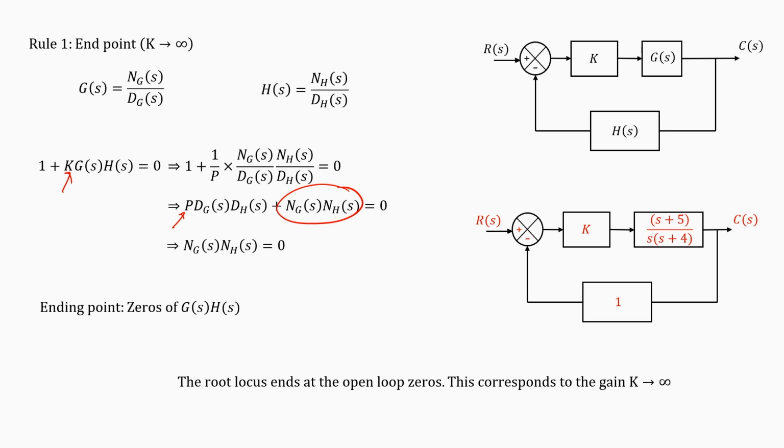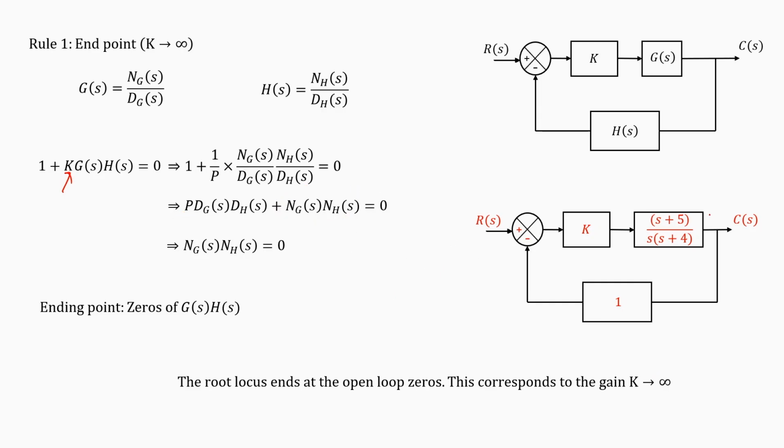So the root locus ends at the open loop zeros of the system. If you take G into H, this will be a transfer function, numerator by denominator. The roots of the numerator will be called the open loop zeros of the system, and the roots of the denominator will be called the open loop poles of the system. The reason is that we defined GH as the open loop transfer function. And what will be the value of K at the end point? The value of K will be infinity.